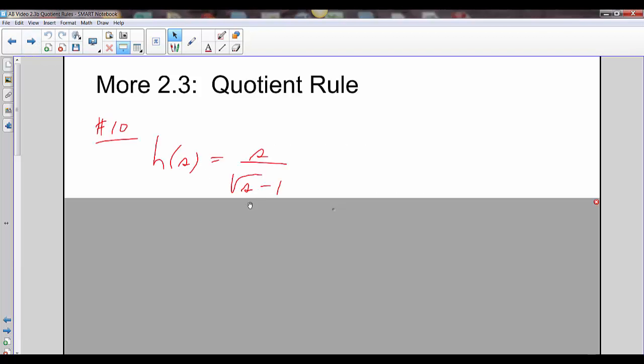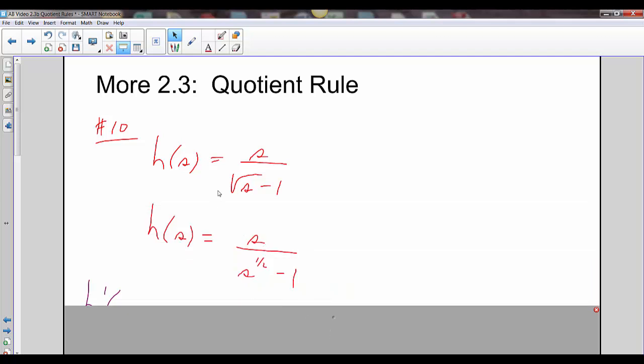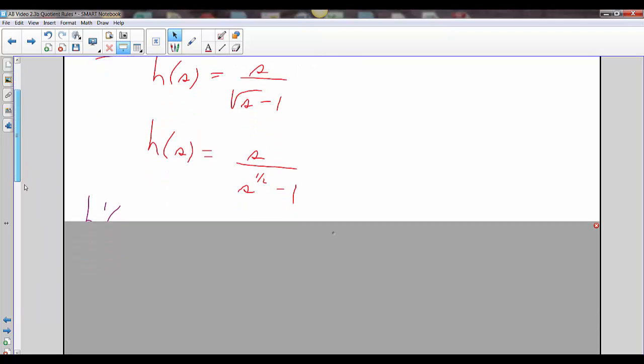So here's number 10 out of the book. H of s equals s over the square root of s minus 1. As you can tell, it's a quotient. We're first going to rewrite our square root of s as s to the 1/2. From there, we are ready now to use the quotient rule.